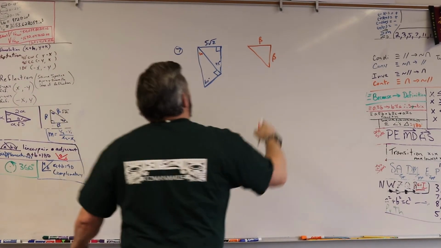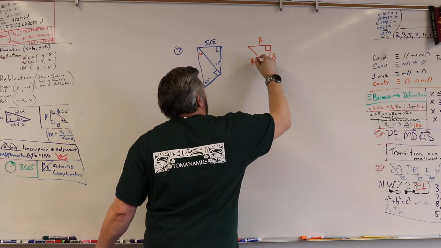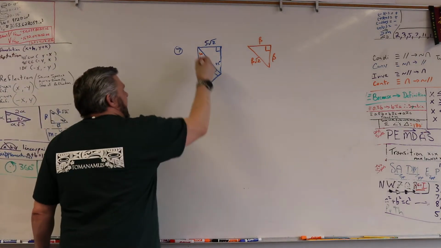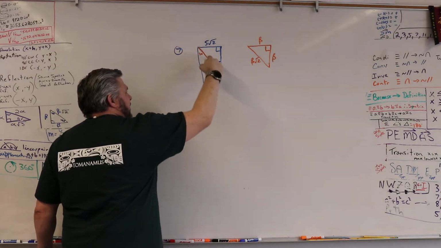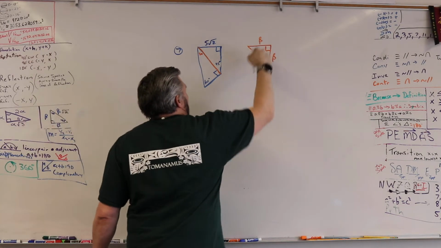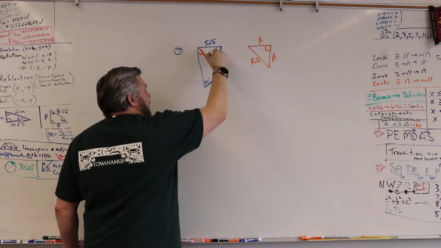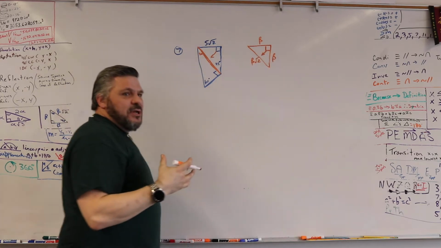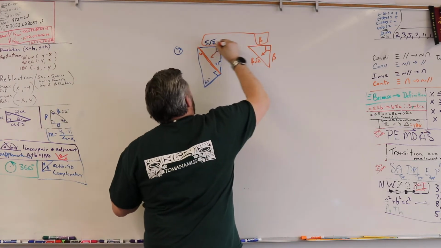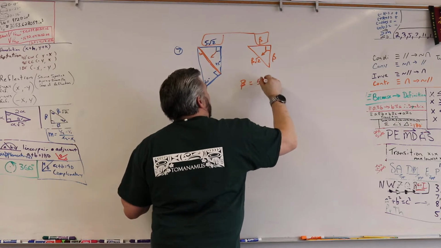To give us room, this is beta and beta, and this is 90. So this is beta square root 2. That means that this side right here would be my beta square root 2 side. Does that make sense? Because that's the hypotenuse. What's my beta? My beta is 5 square root 2. Good. So beta is equal to 5 square root 2.